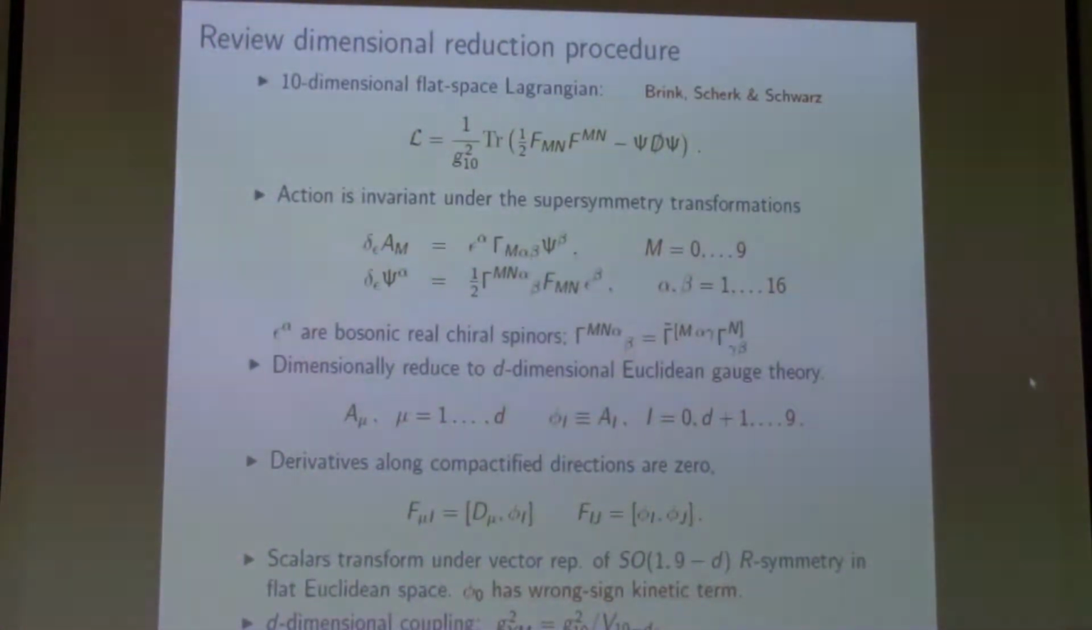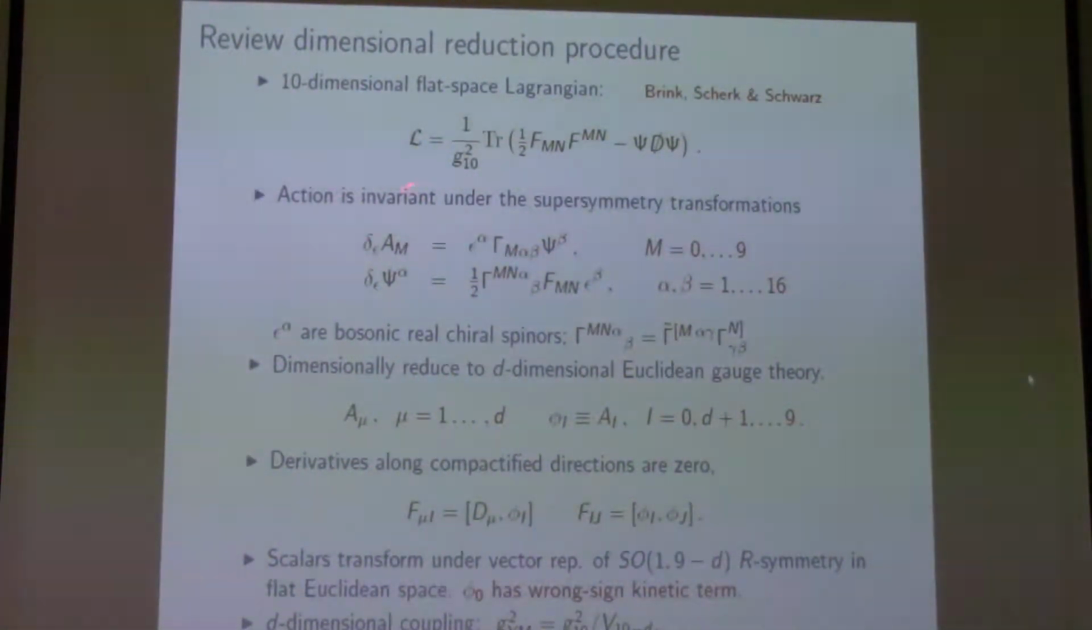All right, so let me review a little bit about Pestun's construction. Let me first start off with the 10-dimensional flat space super-Yang-Mills Lagrangian. The Lagrangian has a very simple form. It's just F squared minus psi D-slash psi. I'm going to follow Pestun's conventions, where he doesn't have a factor of i in front of here. Anyways, this action is invariant under supersymmetry transformations.